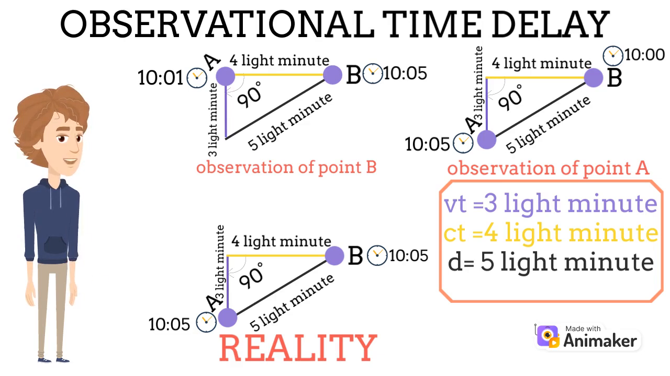Now I think you got the idea how light delay works between 2 points when one of the points is moving. In the next section I will explain how observational time delay is affected when both points are in motion, and how gravity affects observational time delay. Bye for now.